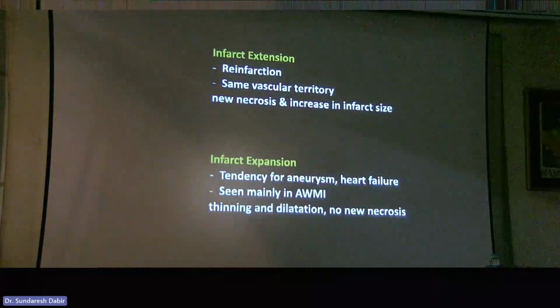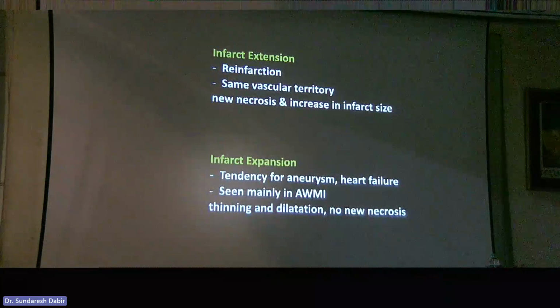And just a brief look at what is infarct extension. You have done an echo today, and then you see a wall motion, and tomorrow you see that the same area, LAD territory, anterior wall MI, suddenly it has become a little more segments are involved. So that means the infarct is extended. So additional segments are involved.